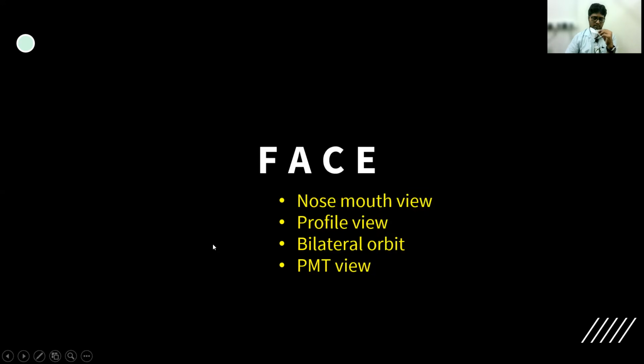The next thing, face. So normally, by the rule of 3, we should see the nose mouth view, the profile view, and the bilateral orbits. The PMT view is also indicated, but it is not indicated as seen in the first trimester.